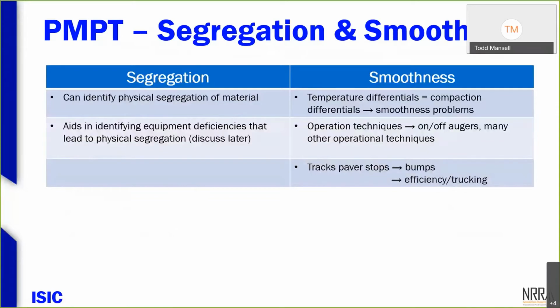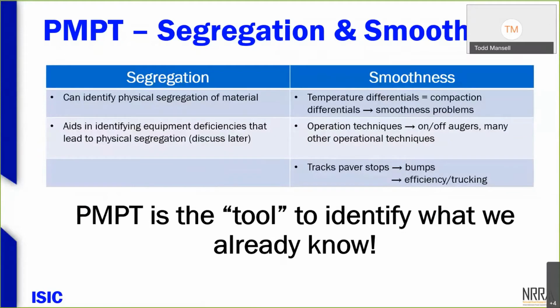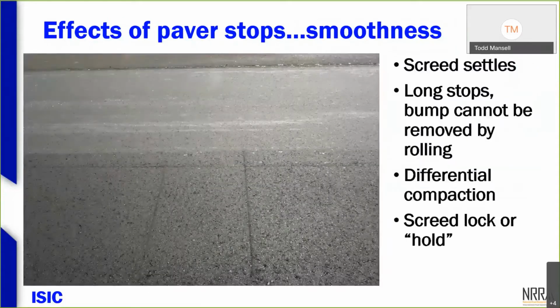So, segregation and smoothness: we can identify physical segregation by looking at thermal images. It helps in identifying the equipment deficiencies that lead to physical and thermal segregation. In terms of smoothness, temperature differentials basically lead to compaction differentials, so there's nothing new there. Operational techniques and tracking paver stops: it's really a great tool to identify things we already know, but now we're measuring it, we're tracking it, we know locations, and we can act in real time to correct some of these things.